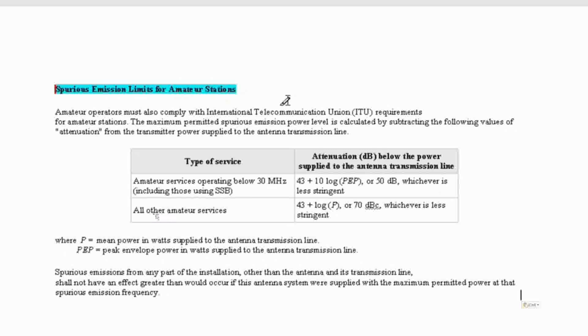I assume this is above 30 megahertz. All other amateur services, 43 plus 10 log the power, or 70 dBc. dBc means decibels below the carrier. Now, I'm not sure where you're at with your theory and whether you understand decibels or not. Doesn't matter right now. The important thing is that you know that there are requirements for spurious emissions from your station.